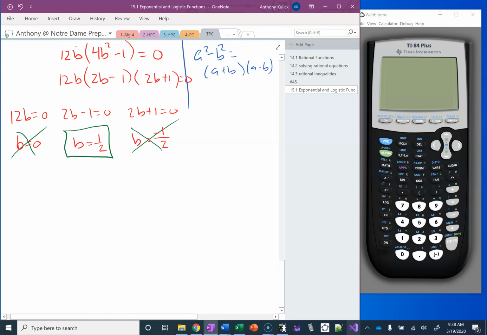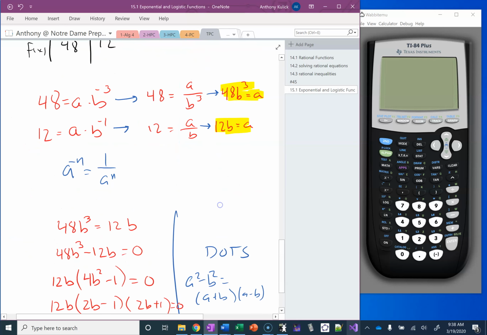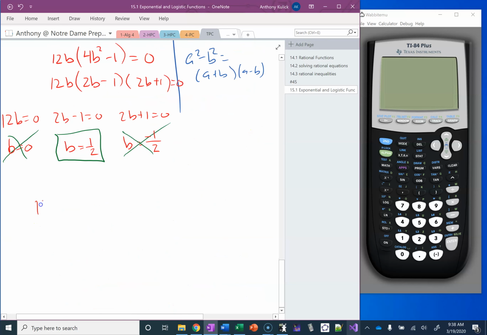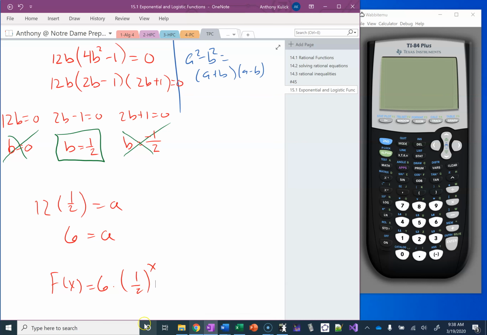And now that I have this, I can go back and plug this into either of these two equations to solve for a. For the sake of argument, I'm going to use this one. So that tells me that a is 6. So my function then is 6 times 1/2 to the x. Does that feel okay? I hope so.